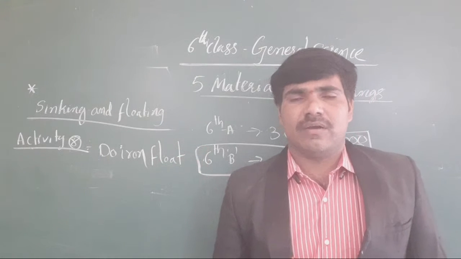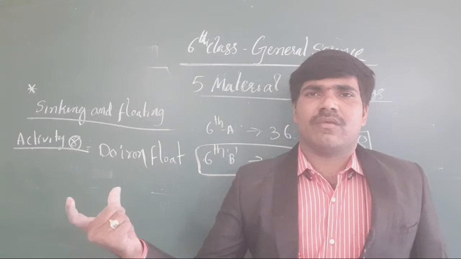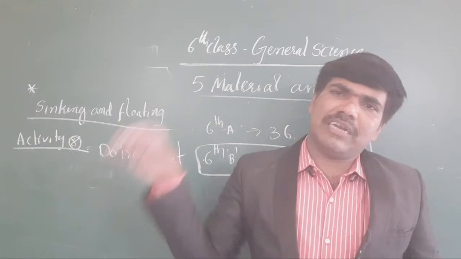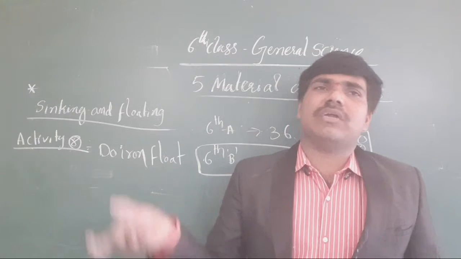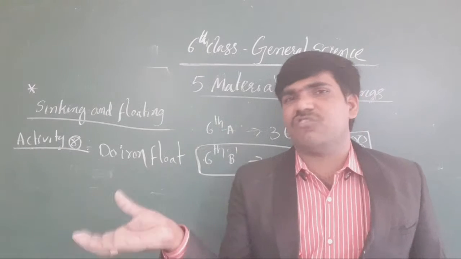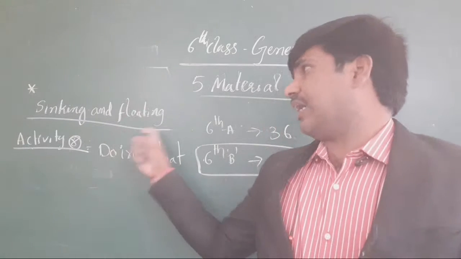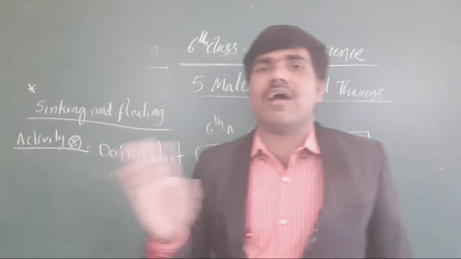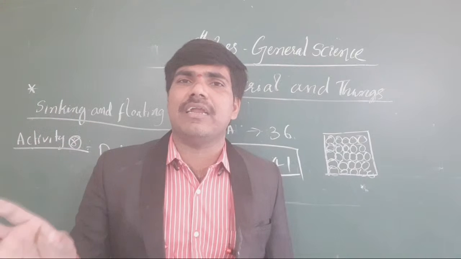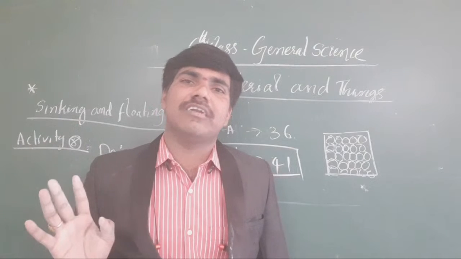Suppose you take the same iron in different shapes. Iron is a material; whatever shape you take, it sinks. The same thing with wood: you take the same wood in different sizes and shapes, and it floats. What did you understand? Floating and sinking do not depend on the sizes or shapes of the bodies. They only depend on the densities of the materials.